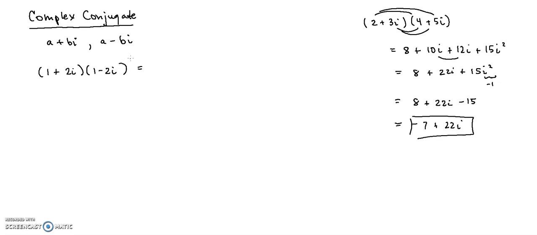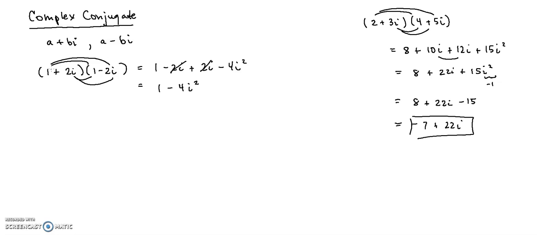Let's just go ahead and FOIL it out and see what happens. So we're going to have 1 times 1 is 1. 1 times negative 2i. 1 times positive 2i. And 2i times 2i would be negative 4i squared. Okay, just like we saw before, the middle terms cancel out, and we get 1 minus 4i squared.